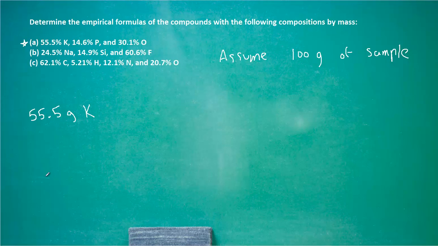Similarly, if you have a 100 gram sample and 14.6% is phosphorus, that's going to mean that 14.6 grams of phosphorus is present in your sample. In a similar way, we can determine that you have 30.1 grams of oxygen in the sample. At this point, we're going to convert the grams of each element into the moles of each element, and to do that, you're going to need your periodic table.